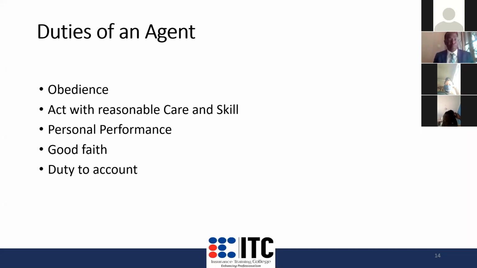Number 3 is personal performance. Personal performance here, the agent is not meant to delegate to a sub-agent. I understand you can have your sisters around you, you can have your colleagues around you, and your colleagues can help you, give you leads or prospects, and actually they even know them better than you, but you cannot contract them.